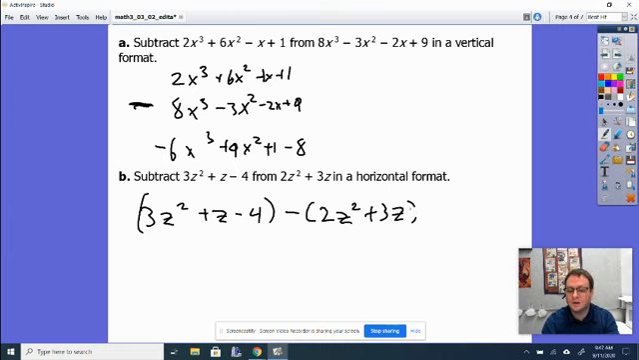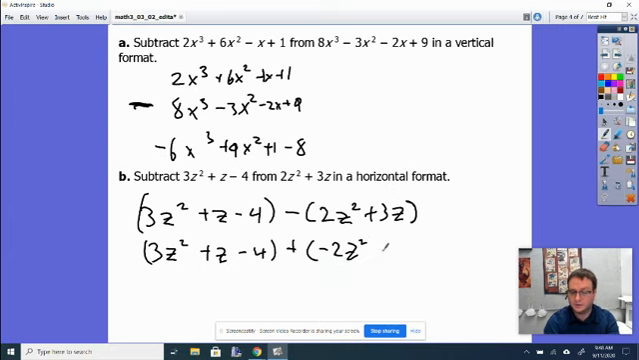Okay. Now, what you want to do on these, and the best way to do these, is to distribute that negative. So I'm going to take the negative and apply it to both of these. So I'm going to rewrite it, keeping the first side in parentheses. I'm taking that negative, distributing it, so now it's a positive, negative 2z squared minus 3z.